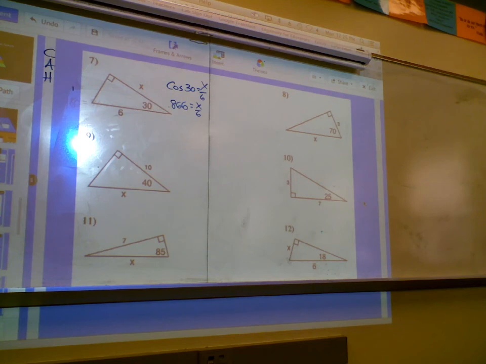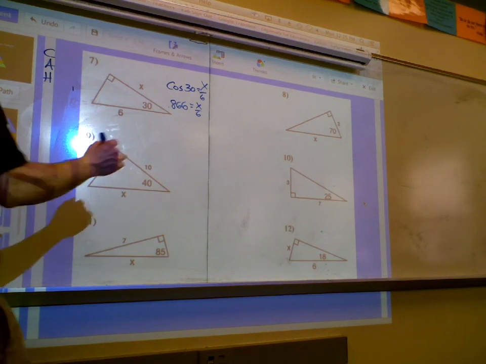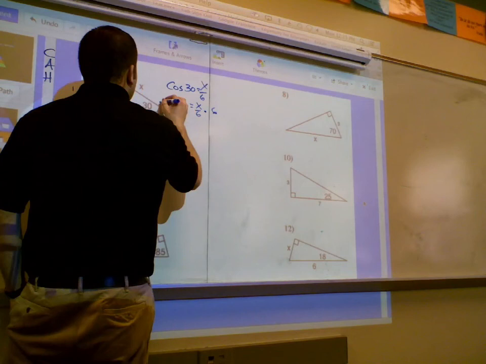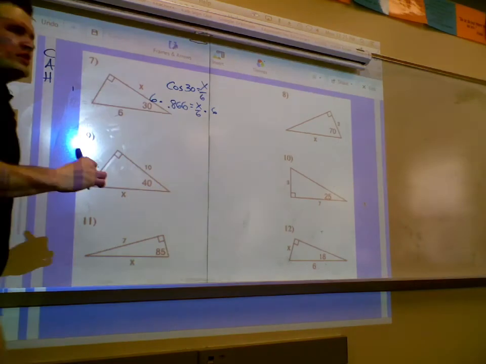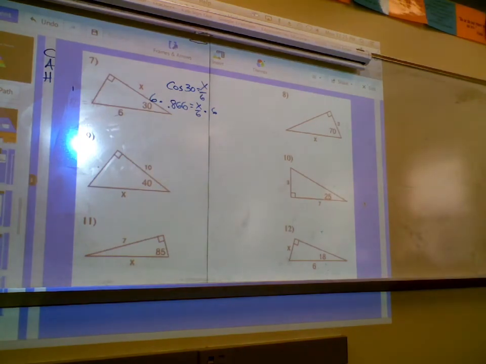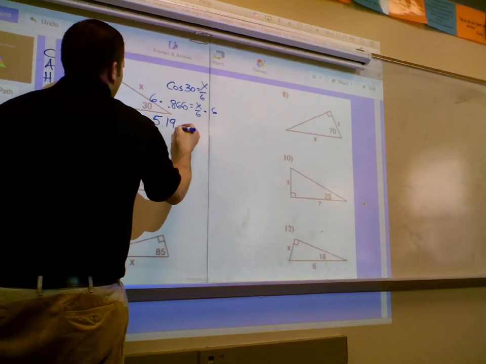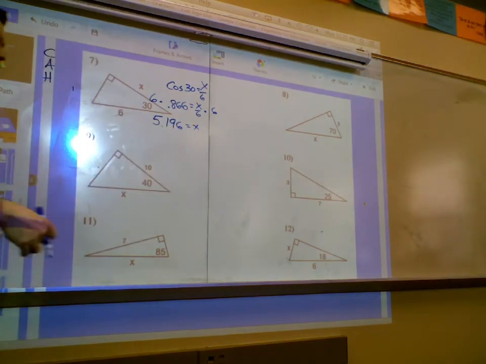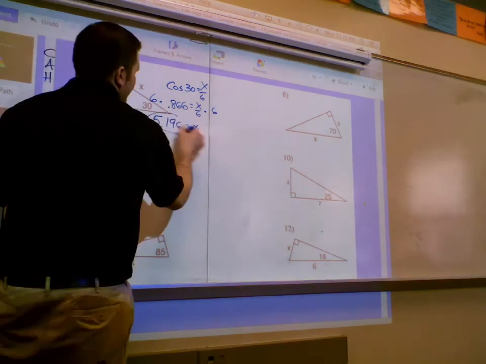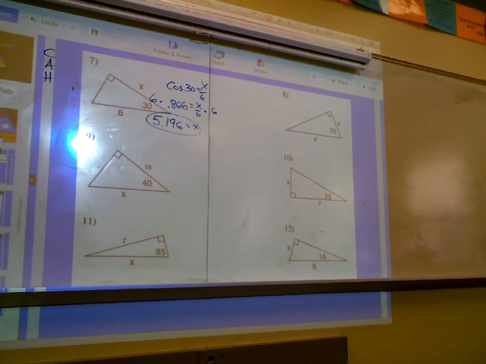What do you do? Multiply by 6. So it's basically the same problem. We're just using a different trig function, right? 6 times 0.866, what does that equal? 5.196. So you can write that as 5.20 if you want, or 5.196. Any questions? David, does this make sense?